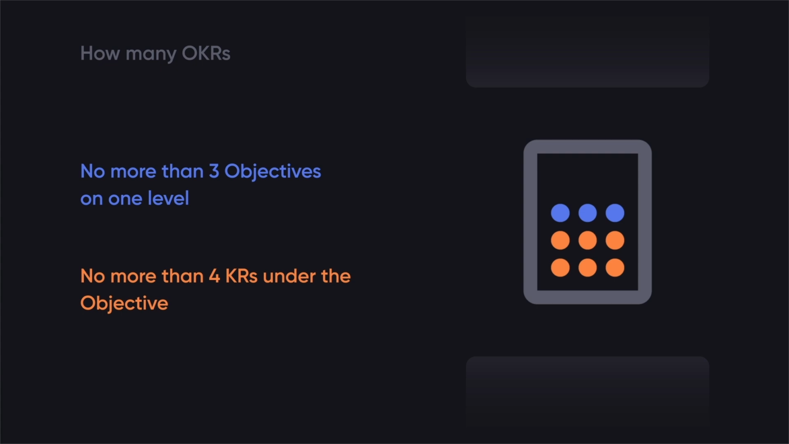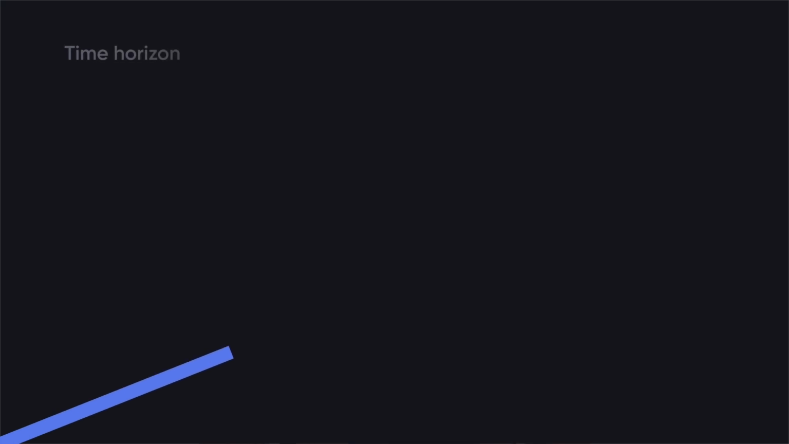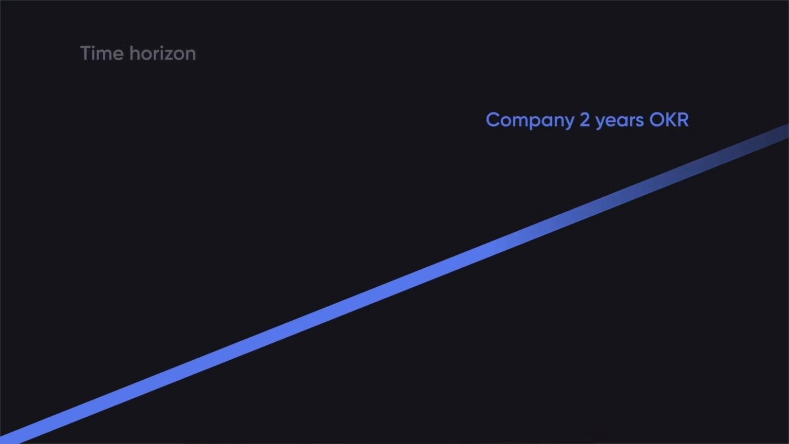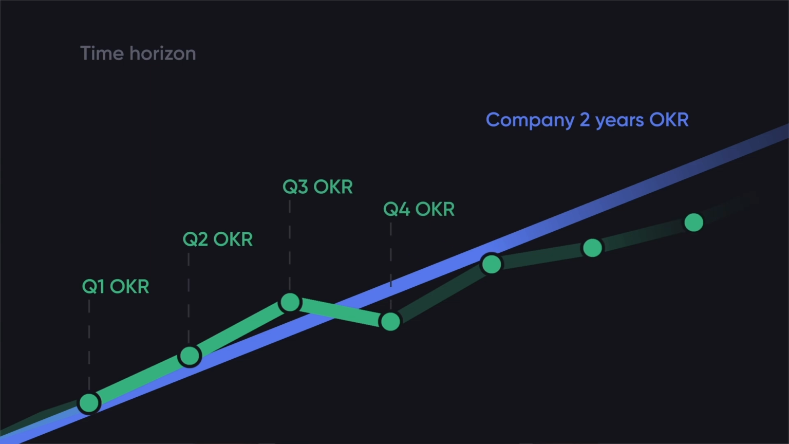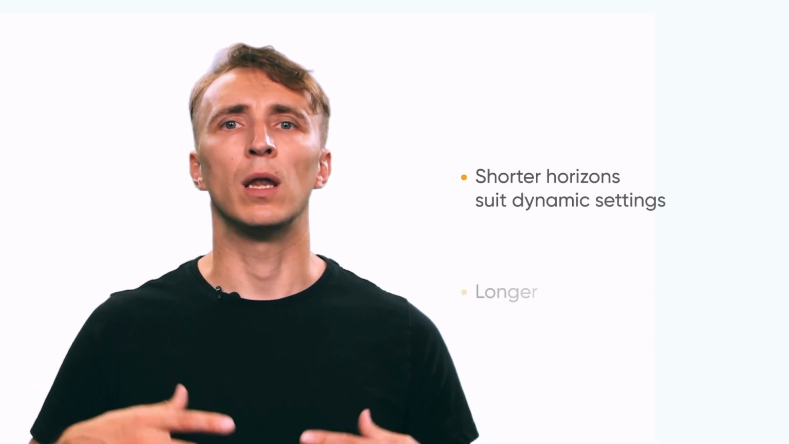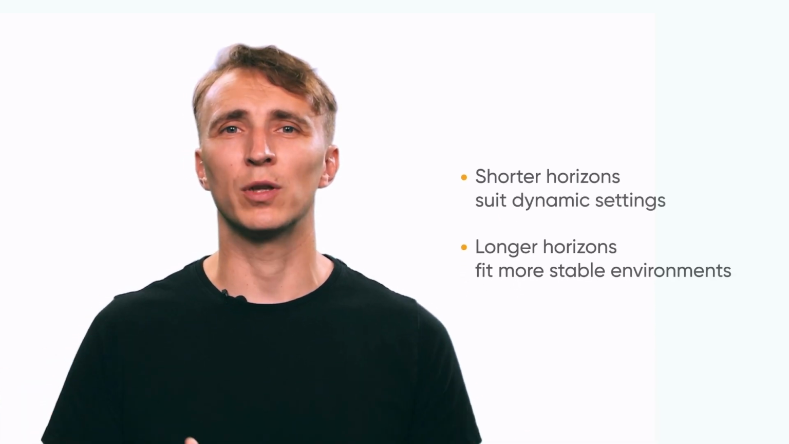Another key rule is setting the time horizon for your OKRs. Decide how often you will set, score, reflect, and reset them. Your company's strategic goal might span 2 years, while team OKRs might be quarterly. Quarterly is common, but it varies. Some companies use 4 months, 6 months, or 1 month, especially in fast-changing environments. Select the appropriate time horizon based on your company's needs. Shorter horizons suit dynamic settings, while longer horizons will fit more stable environments.